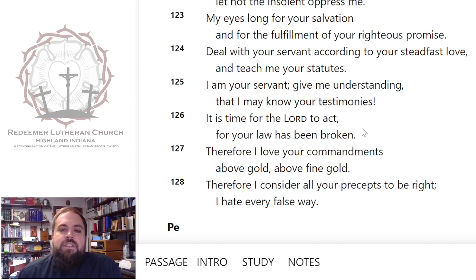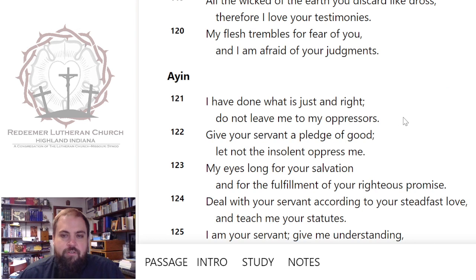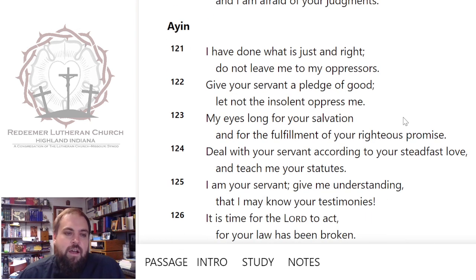Therefore, I love your commandments above gold, above fine gold. Therefore, I consider all your precepts to be right. I hate every false way. Here we see that return back to the beginning about how I have done what is just and right. Again, is that 100% true for whoever's writing this? Of course not, but it's talking about the condition of the heart.